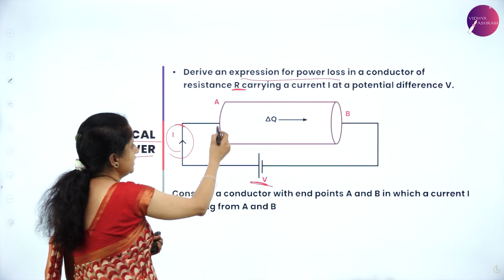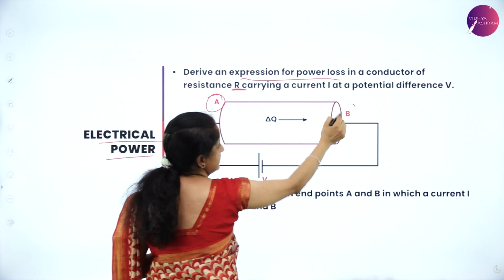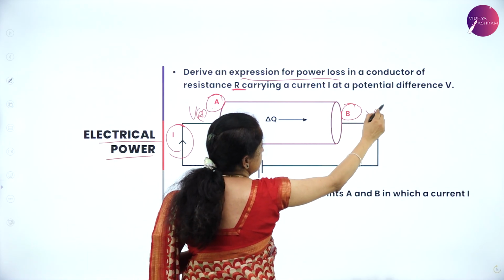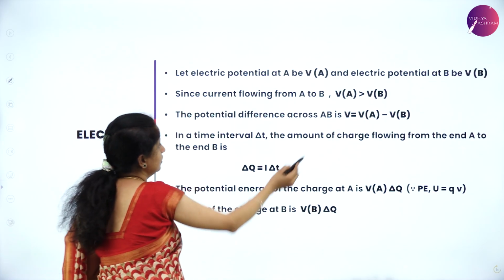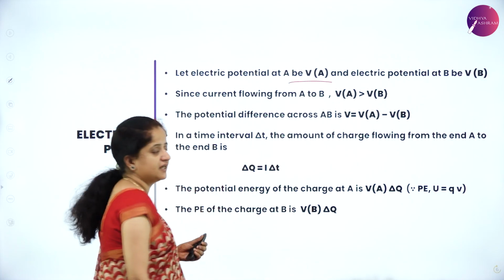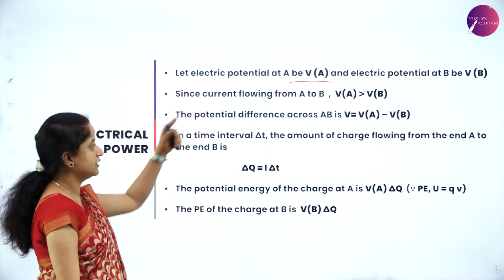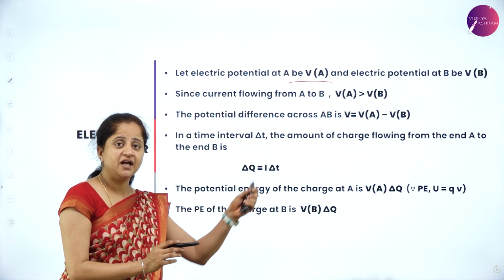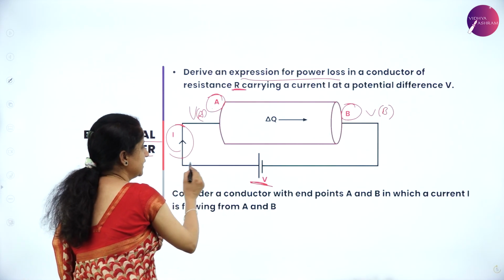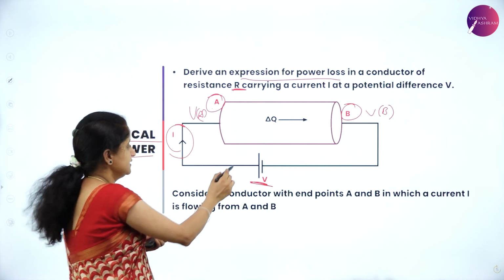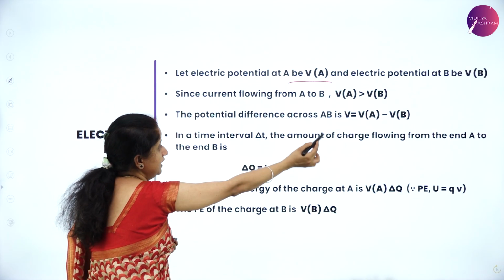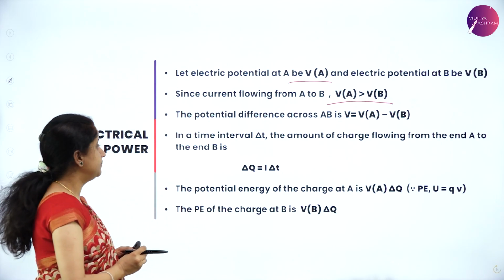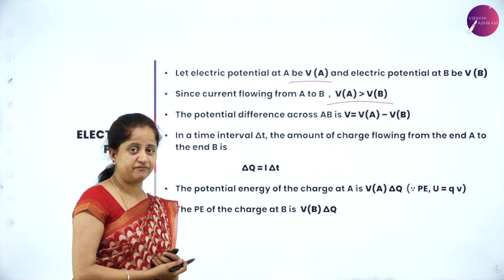Here is the diagram. A is one point and B is another point. The potential at this point is V of A. Potential at this point is V of B. So electric potential at A is V of A and electric potential at B is V of B. The current flowing is from A to B. We all know that the conventional current direction is from the positive side. Since the current is flowing from A to B, we can write potential at A is greater than the potential at B. That is V of A is greater than V of B.